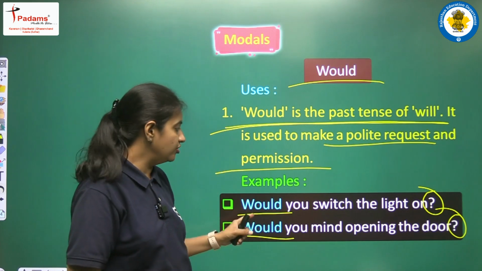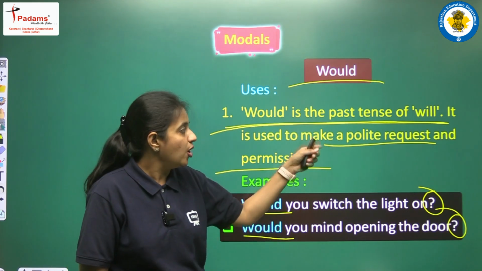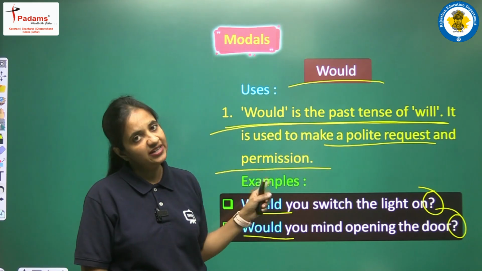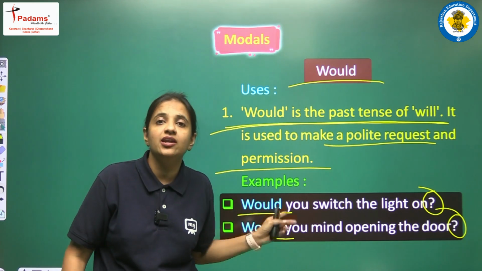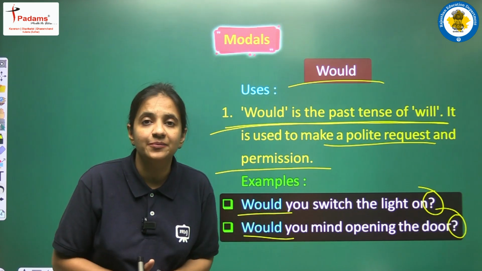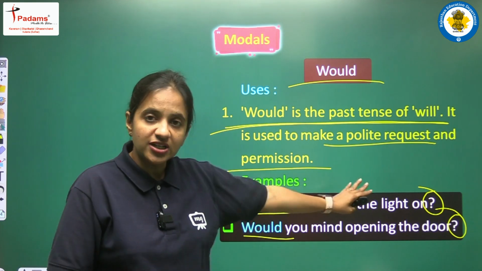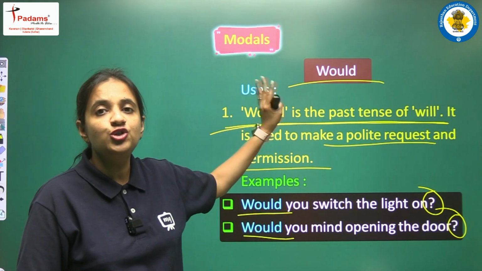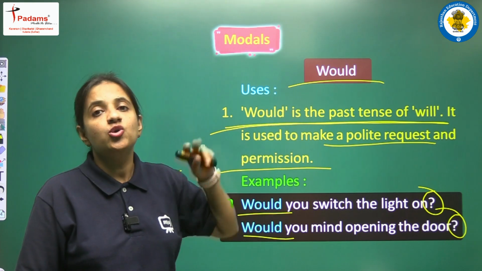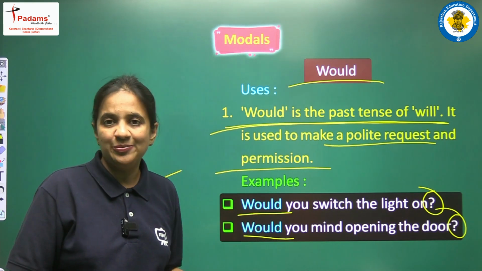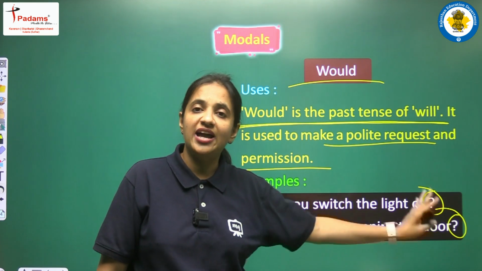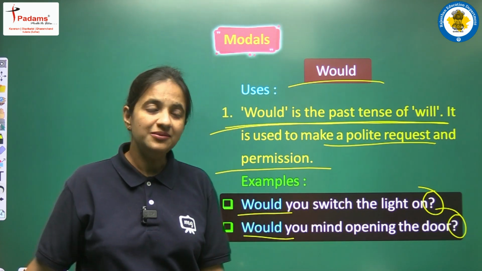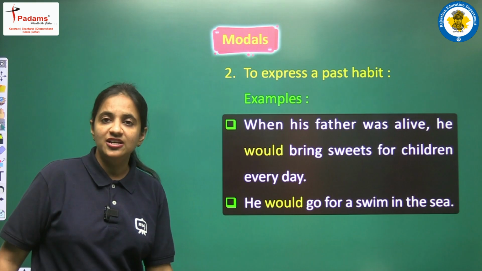So would is used to show a very polite request, or to ask permission in a very polite manner. This will be the structure. In this manner we can use would to show our polite request or to ask permission politely. The structure will be of an interrogative sentence.